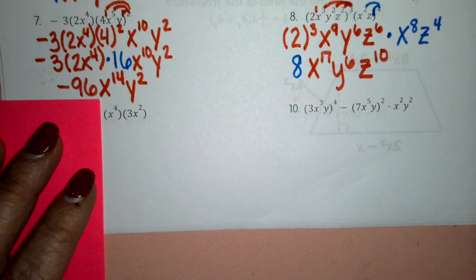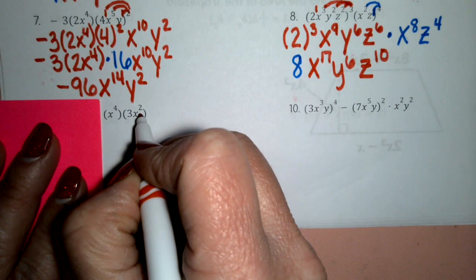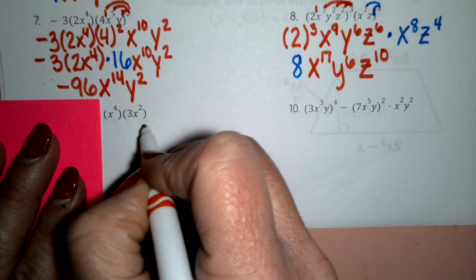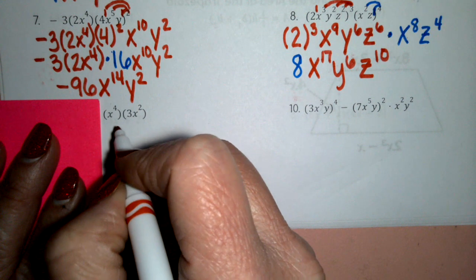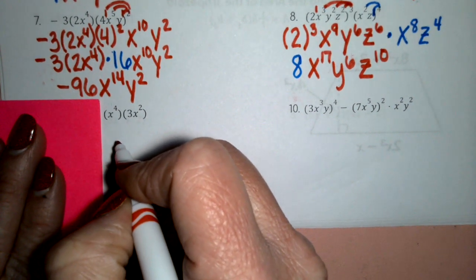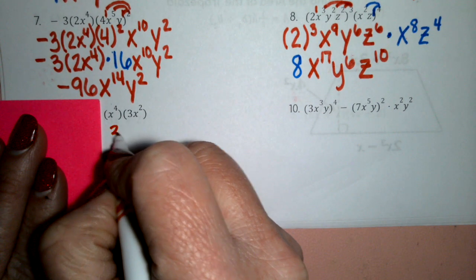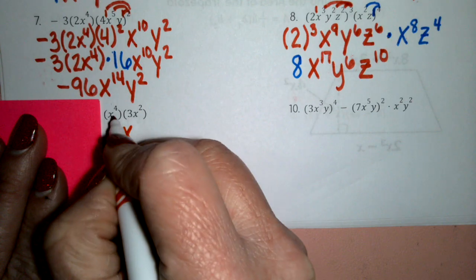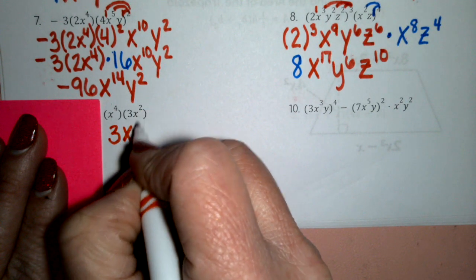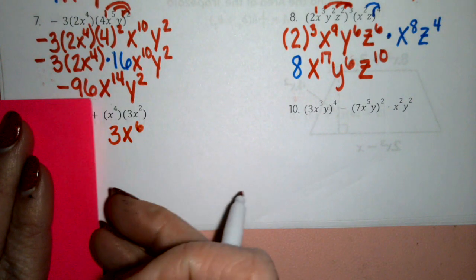Okay, so we've got 3. That 2 is on the inside of the parentheses, so I don't have to distribute anything, but I can go ahead and put together my x's. So I have 3 x, there's 4 x's here and 2 x's here, so that's 6 x's altogether. And there's nothing else to do on that side.